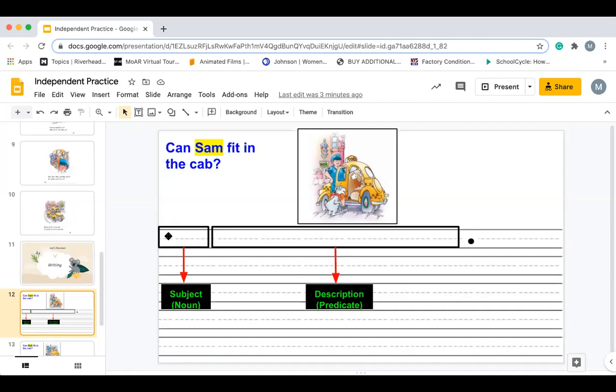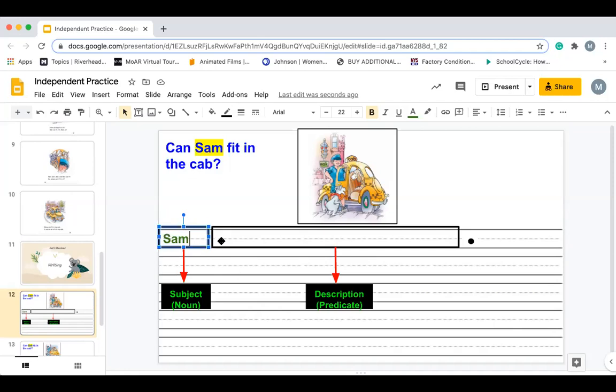In my box, I'm going to click until I see a black blinking line. Once I see that line blinking, then I can begin to type. In this case, I already know that Sam is my subject, so I'm going to type Sam. But now I need to think about the question. Can Sam fit in the cab? Well, I remember from reading the story that Sam can fit in the cab. So I am going to now write my description by answering that question.